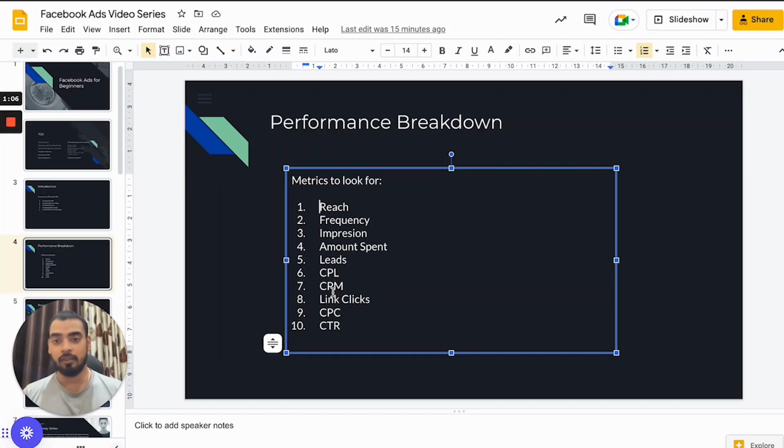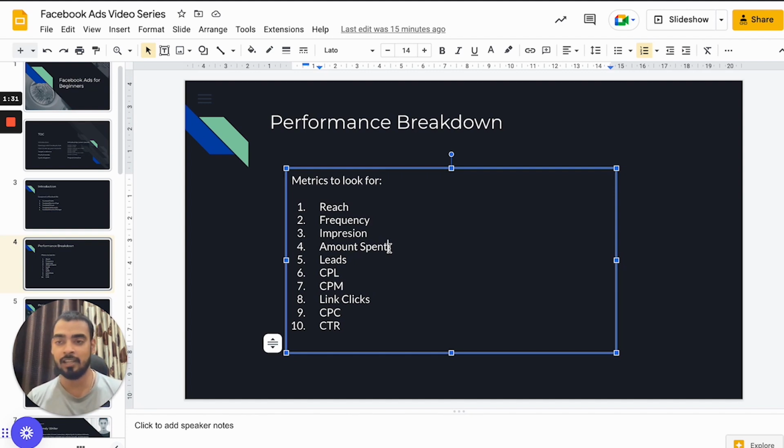So what do they mean? Reach is basically the number of people that your ad will be reaching. Frequency is basically how many times one person saw your ad. Impression is basically the total number of times your ad was presented on a screen. The amount spent is the total amount of money that you have spent, and leads is the total number of leads that you have generated through that campaign or through that account.